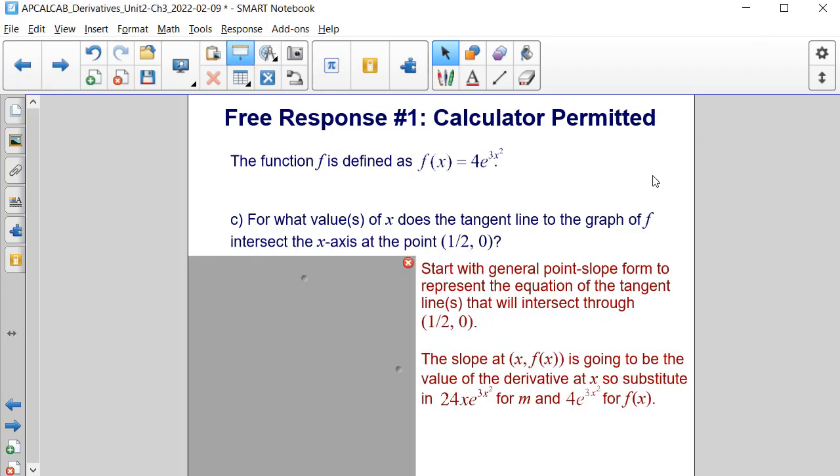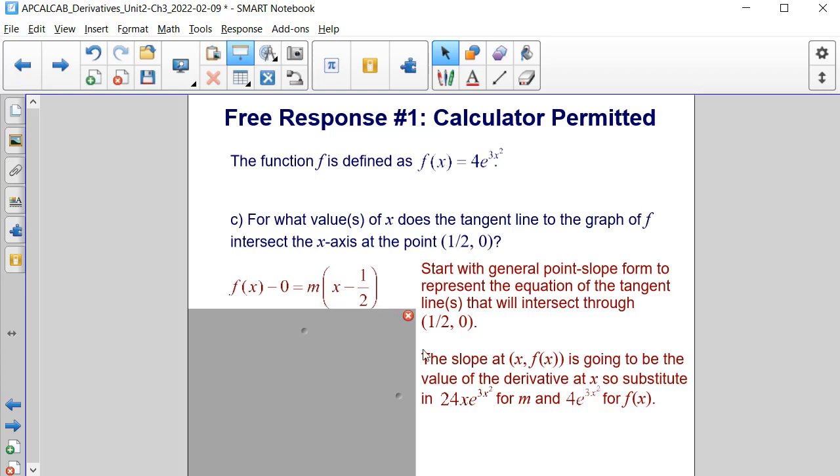And now for part C. For what value or values of x does the tangent line to the graph of f intersect the x-axis at the point 1/2, 0? Well, let's first start with the general point-slope form to represent the equation of our tangent line or lines that will intersect through 1/2, 0. So that would be y, which is now f of x, minus the y-coordinate of our point 0, is equal to m times the quantity x minus the x-coordinate 1/2.